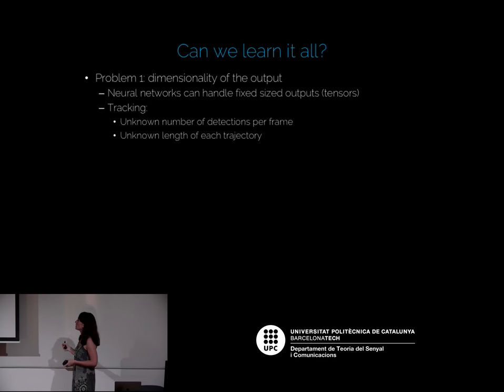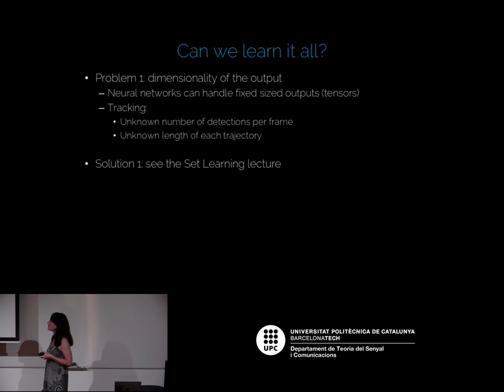And this is why object detection is performed using proposals, for example. And we also don't know the length of each trajectory. So we don't know for how many frames we should actually predict this trajectory, because at some point, this person disappears from the scene, but we don't know at which point. This means that we cannot use classic neural networks in the sense of having a fixed input, fixed output, because we don't know the size of the output.